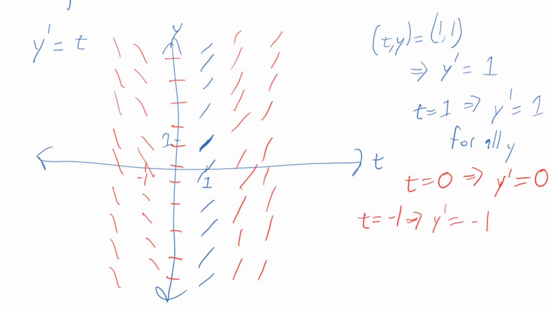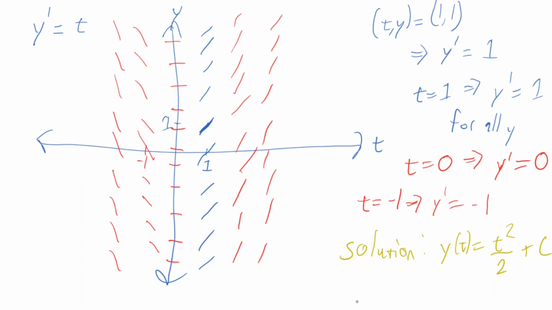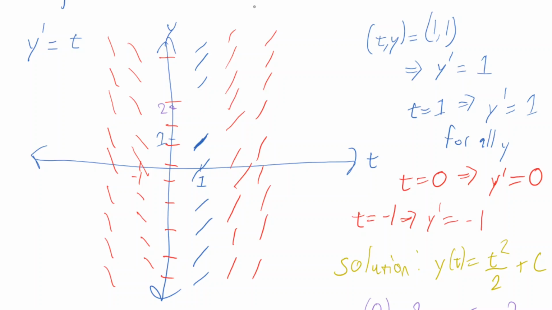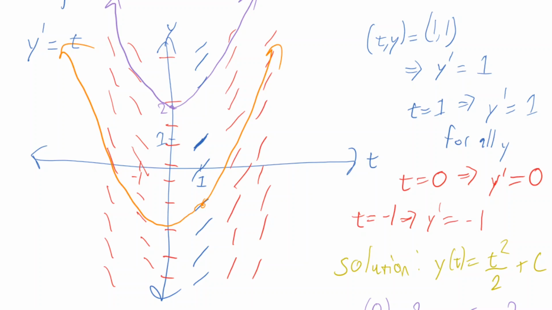Our picture agrees with what we would expect because the solution to this differential equation is y of t equals t squared over 2 plus c, parabolas. So if we put in an initial condition like y of 0 equals 2, put our marker at 0, 2, and then just draw where the slope field tells us to go, we'll get a parabola. Same thing if we start at another point, say 1, -1, we'll also get another parabola there. Okay, so that's our first example.